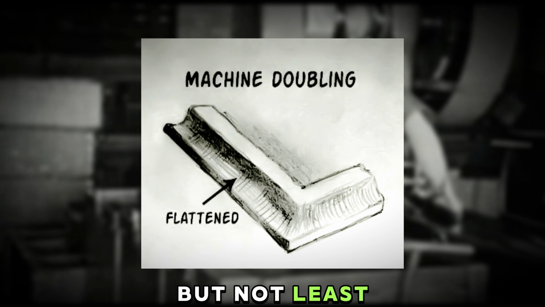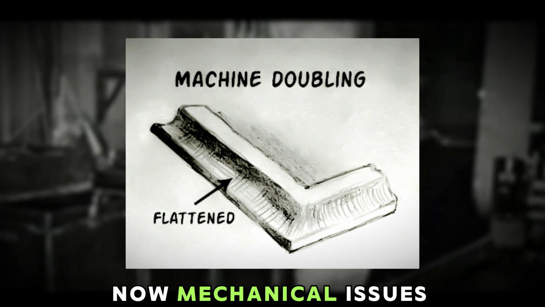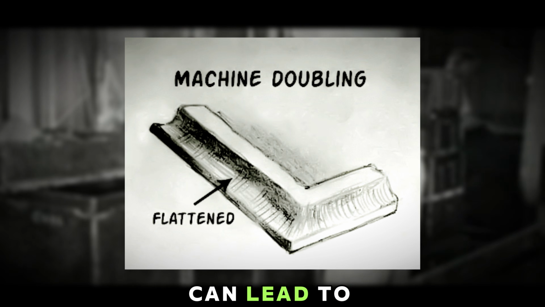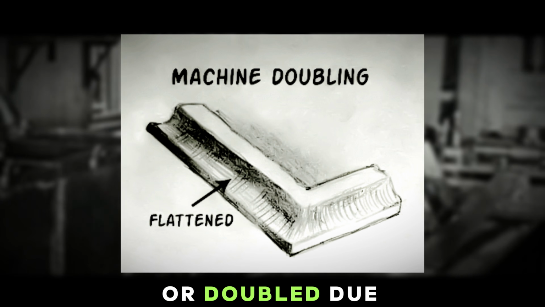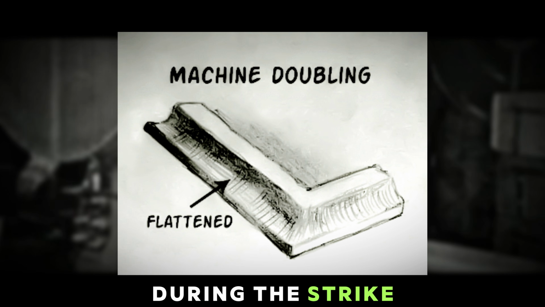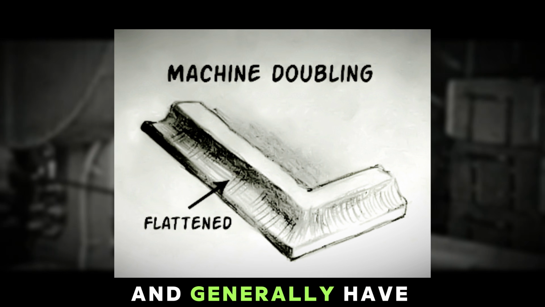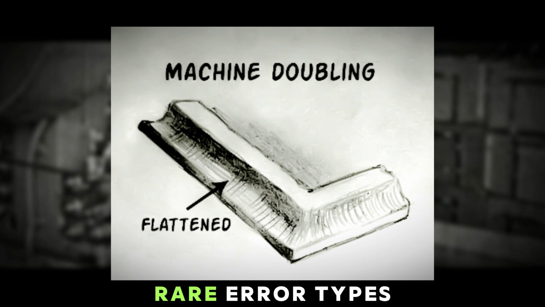And then last but not least are mechanical errors. Mechanical issues within the coin press can lead to errors like machine doubling, where the design appears flattened or doubled due to die movement during the strike. Machine doubling errors are more common and generally have lower value compared to other, rarer error types.